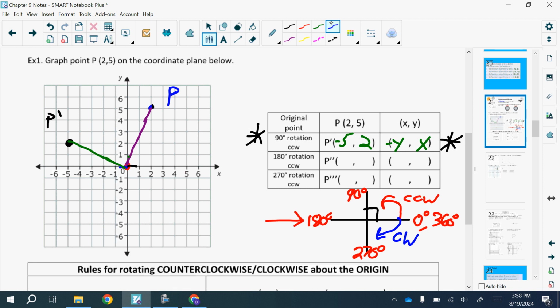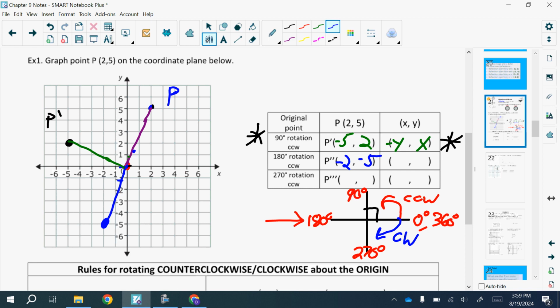So let's rotate P prime 90 degrees. Our rule, again, is (-y, x). P prime is -5, 2, so now this changes to -2, -5. Let's graph that, -2, -5, which is right down here. If we connect those, it is in fact 180 degrees, or a straight angle. This is 180 degrees.